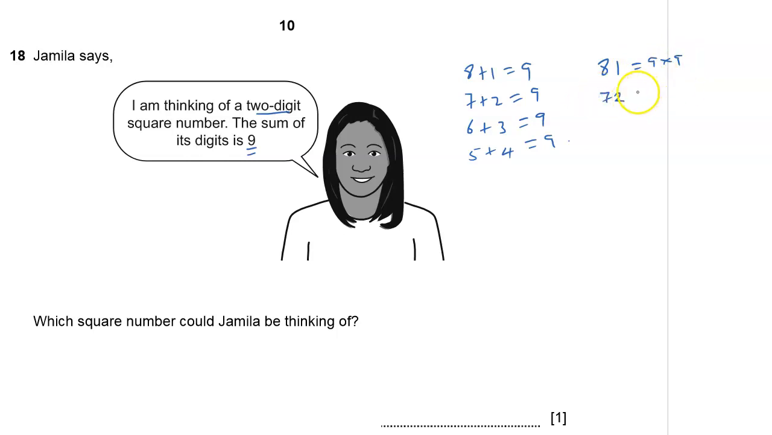72, is there a number that you can multiply by itself to get 72? The answer is no. What about 63? Likewise, no. What about 36? Yes, you can multiply 6 times 6 to get 36. What about 54? No. What about 45? No. So which square number could Jamila be thinking of? Jamila could be thinking of 36.